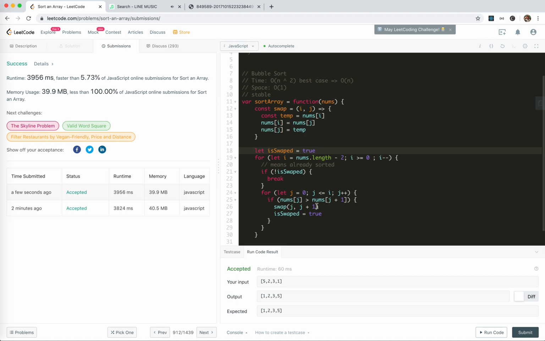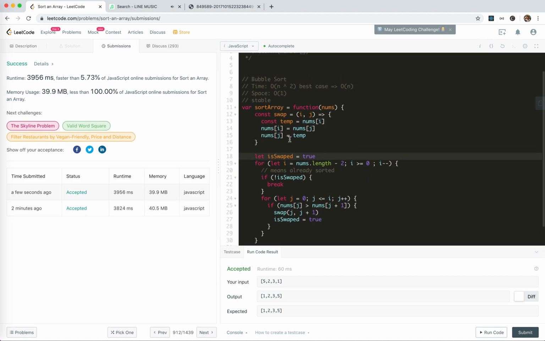So let's recap on this bubble sort. Time n squared. The best case we use linear time. Space, constant. It is stable.